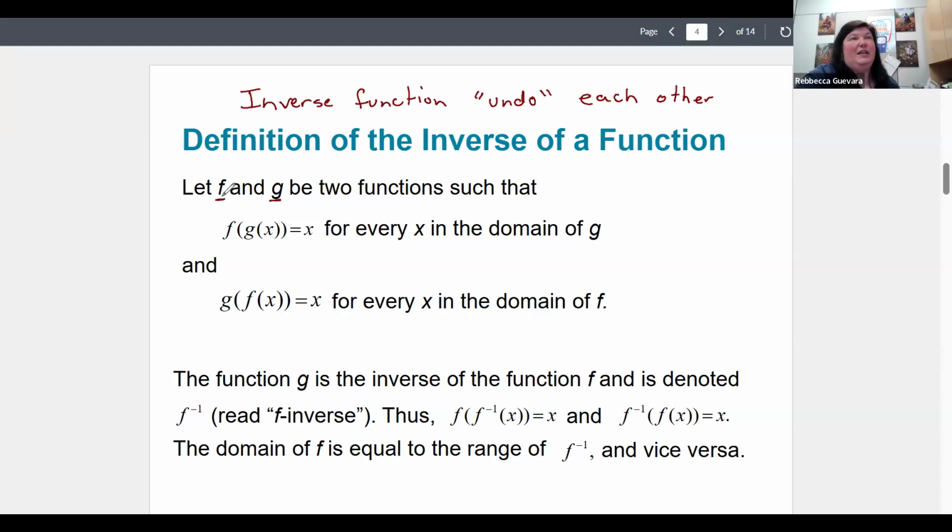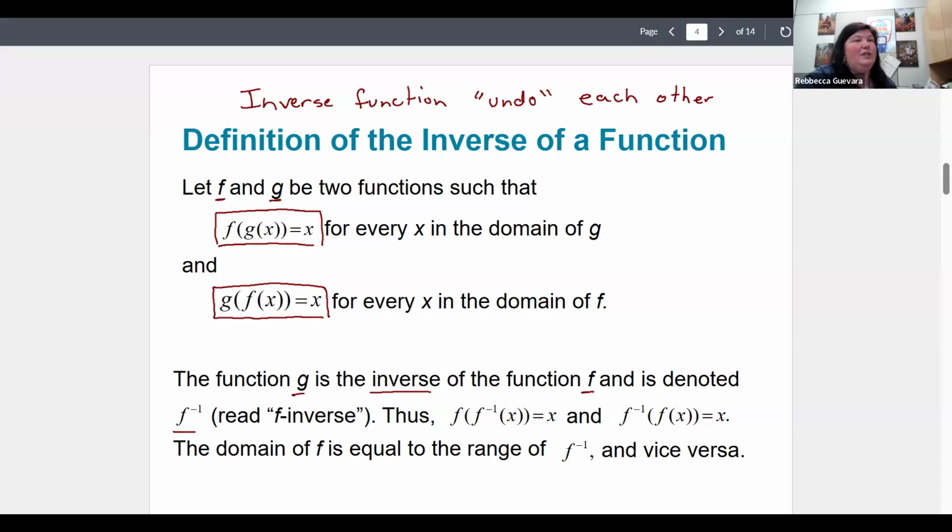So if we have functions f and g that are two functions such that f composed with g equals x for every x in the domain of g, and g composed with f equals x for every x in the domain of f. So essentially the part we're really going to worry about is, can we do this? So if we have two functions f of x and the composition of f and g is x and the composition of g with f is x, then the function g is an inverse of the function f and is denoted with this f with a superscript of -1.